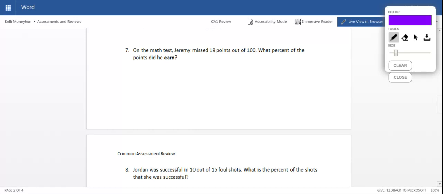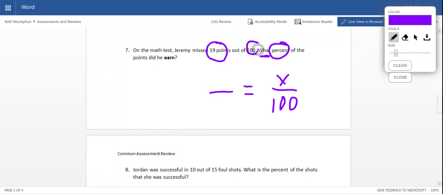Okay, so percent means proportion, set up your proportion. It's asking for the percent, so we don't know the percent, so that's where my x goes. My 100 never moves. Okay, and then we have 19 points out of 100. So which of those numbers is the total? It's the 100. So it needs to go where the totals go. And then that means my 19 goes up here. Okay. So go ahead and after that, you know what to do to solve proportions.